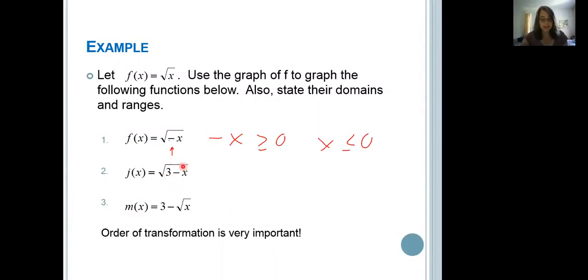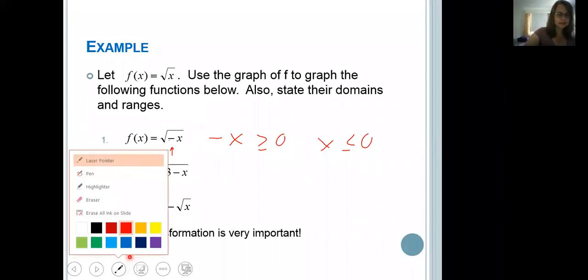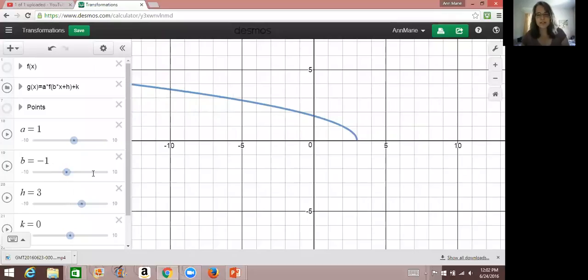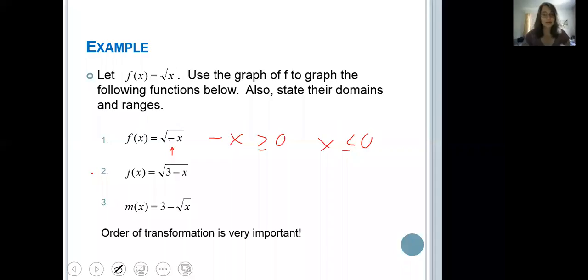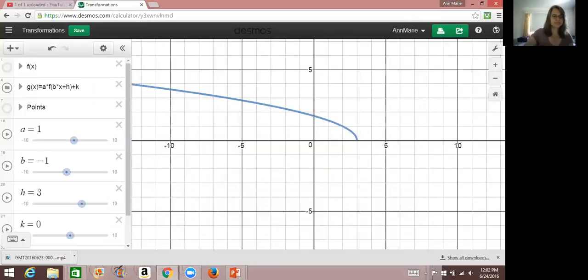Now, what's the domain of this? Well, let's look at that. According to my graph, the domain is all x less than 3. Where'd that come from? From 3 minus x has to be greater than or equal to 0. Add x to both sides, and you get that 3 has to be bigger than or equal to x, or my domain is all x less than or equal to 3.